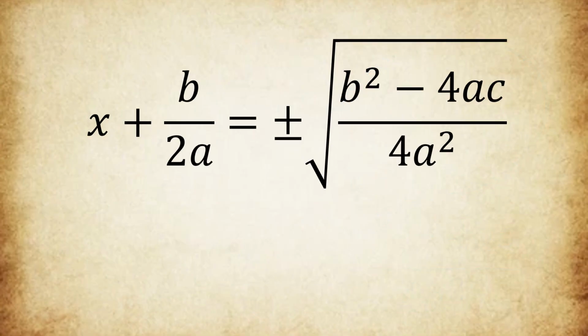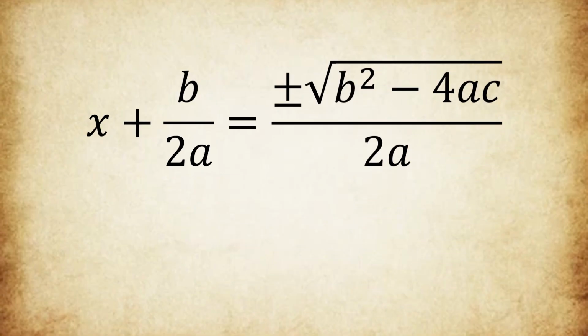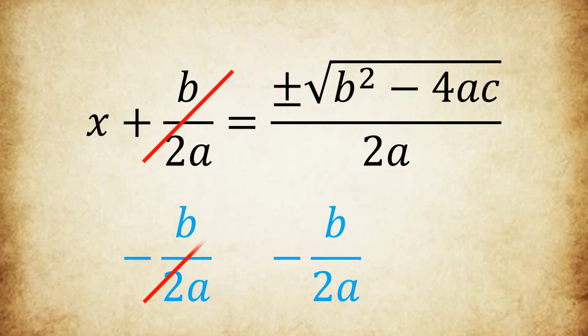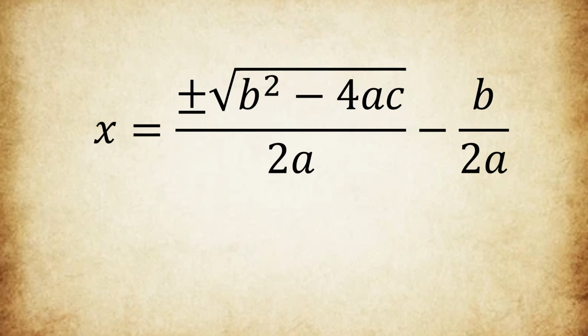We take the square root of the numerator and denominator, so now we have x plus b over 2a equals positive or negative square root of b squared minus 4ac all over 2a. Now we subtract b over 2a from both sides, and now we have x equals positive or negative square root of b squared minus 4ac all over 2a minus b over 2a.